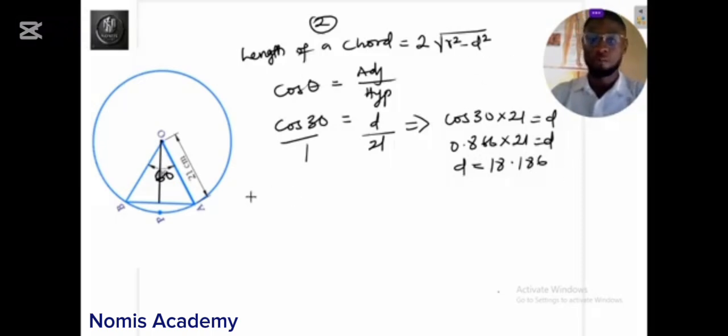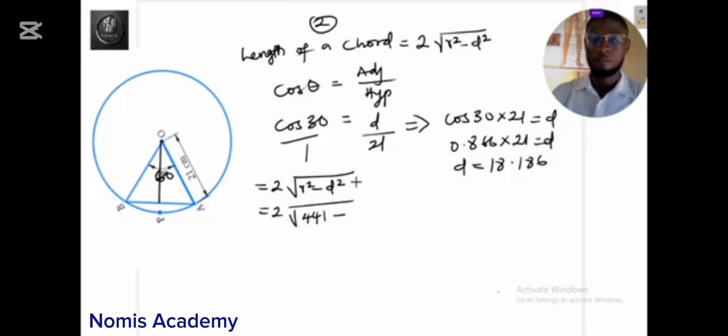Now let's go back to the formula for the length of the chord. It says 2 root r squared minus d squared. So this is equal to 2 root, since the radius is 21, 21 multiplied by 21 is 441, minus d squared. D squared is simply 18.186 multiplied by 18.186. So that is 330.73.